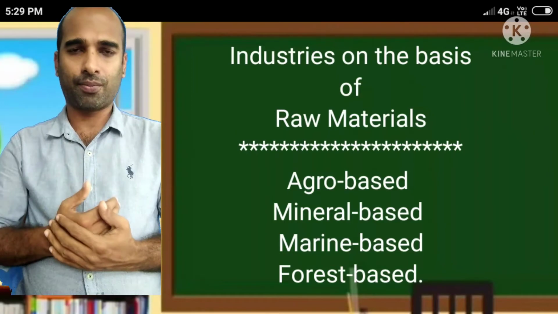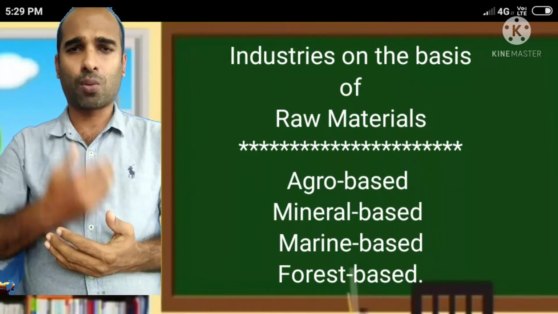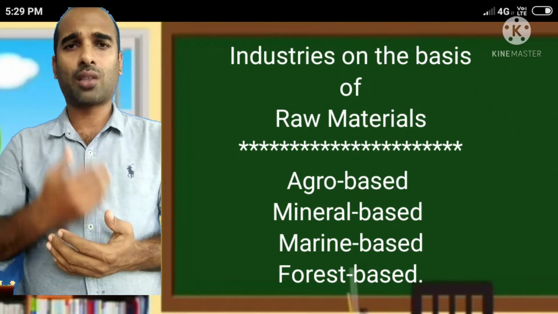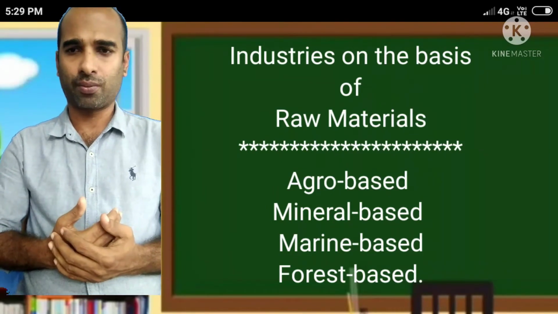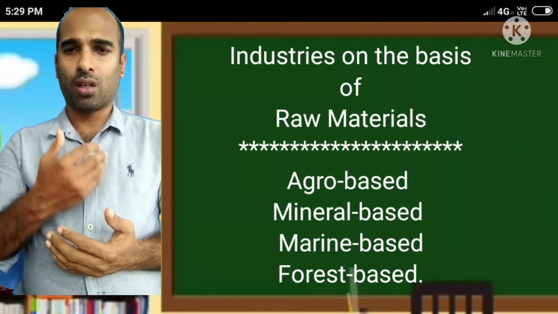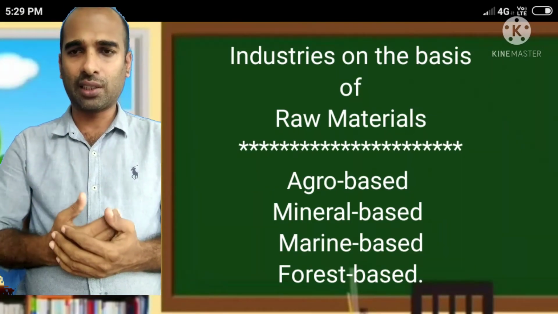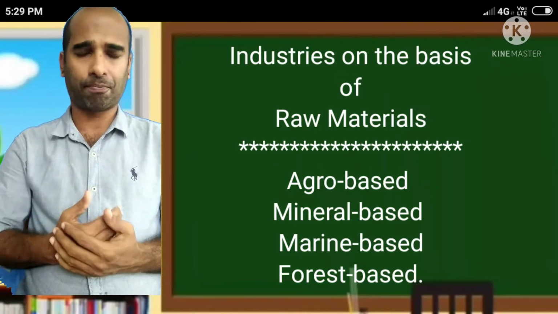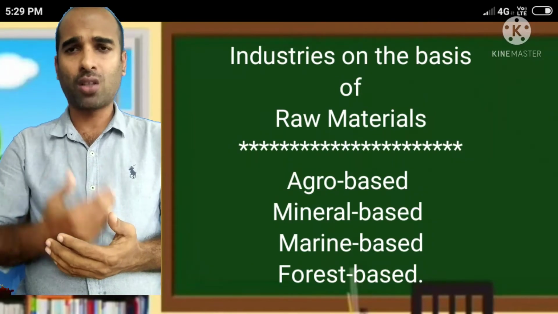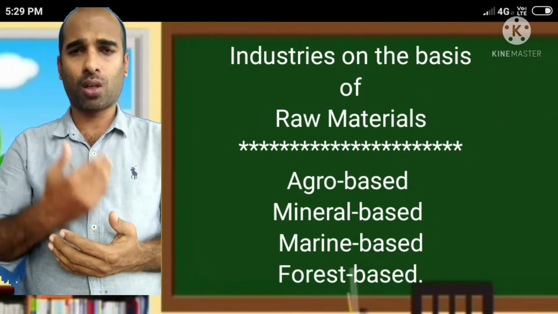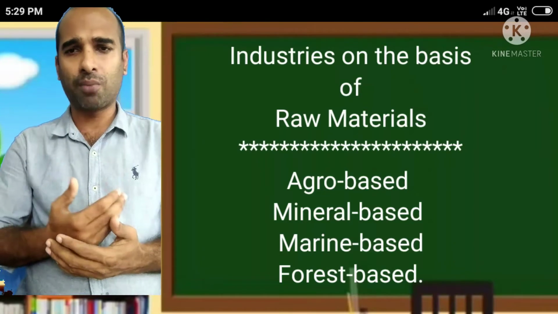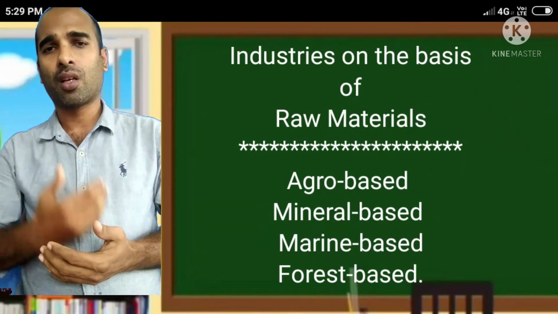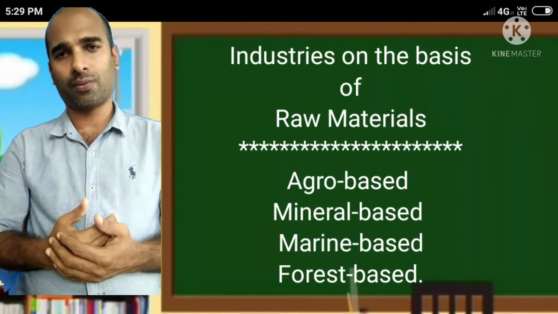For example, iron. Iron is the output or product of the mineral-based industry, which can be used as raw material for many other industries. Heavy machines, buildings or building materials, and railway coaches are made of this iron. So, most of the outputs coming from the mineral-based industries are the raw materials for many other important industries.